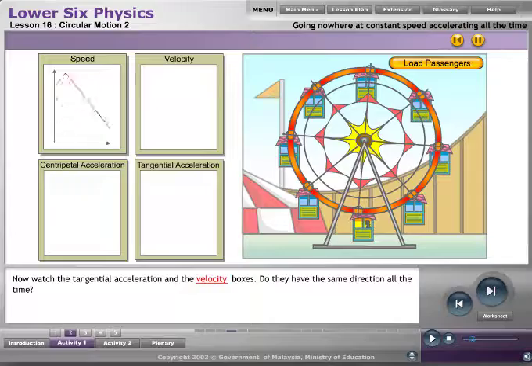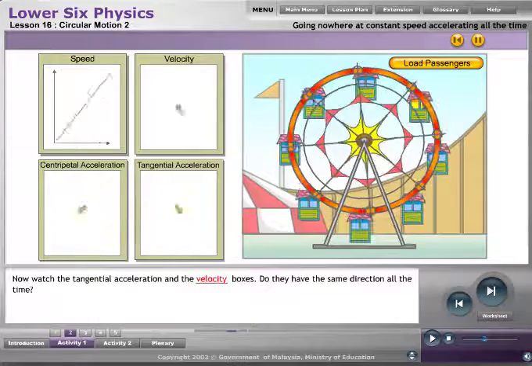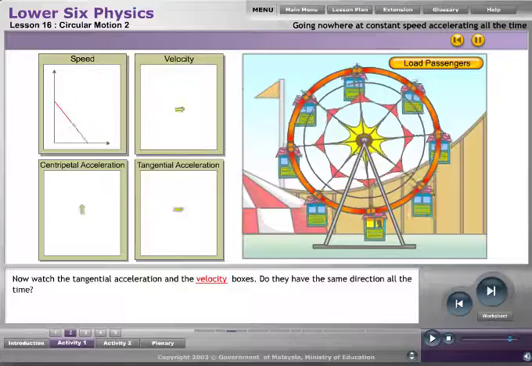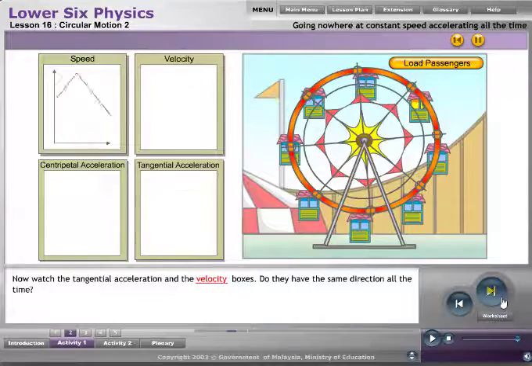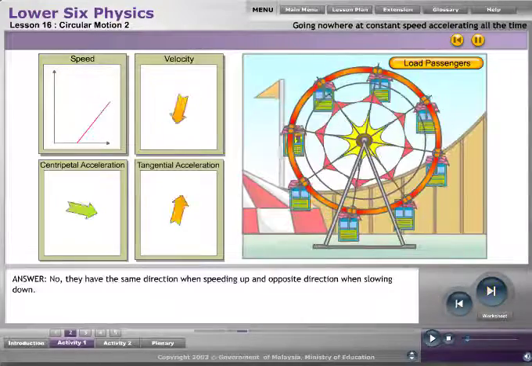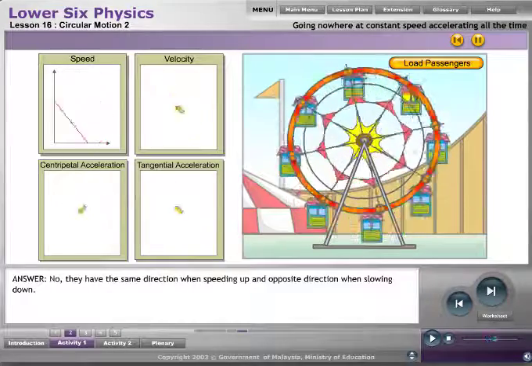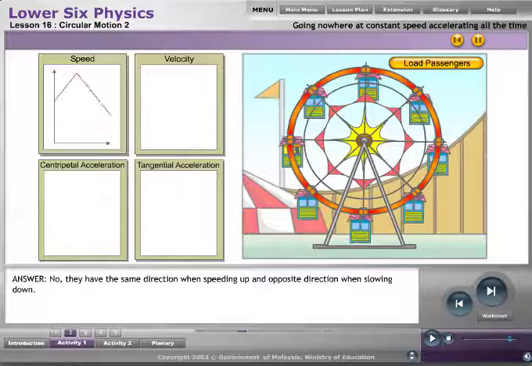Now watch the tangential acceleration and the velocity boxes. Do they have the same direction all the time? Answer: no. They have the same direction when speeding up and opposite direction when slowing down.